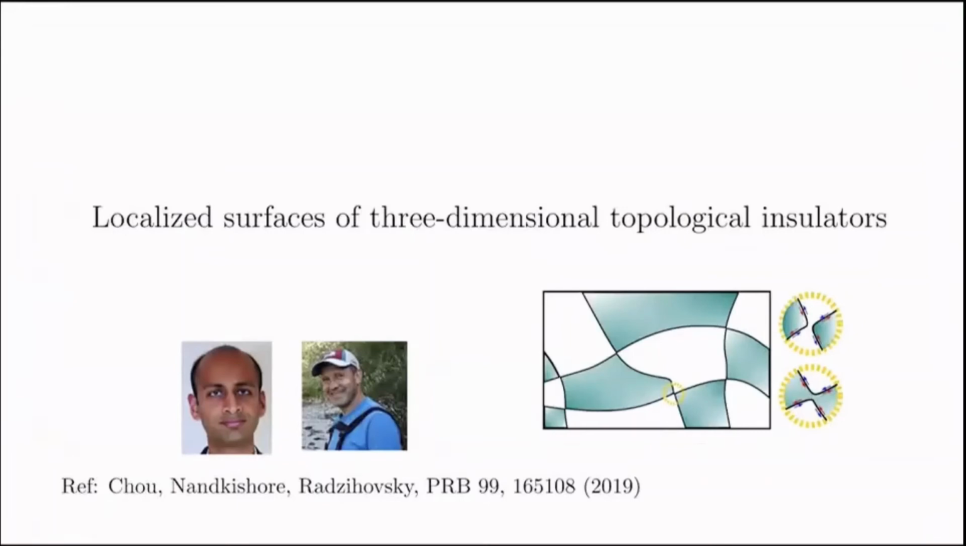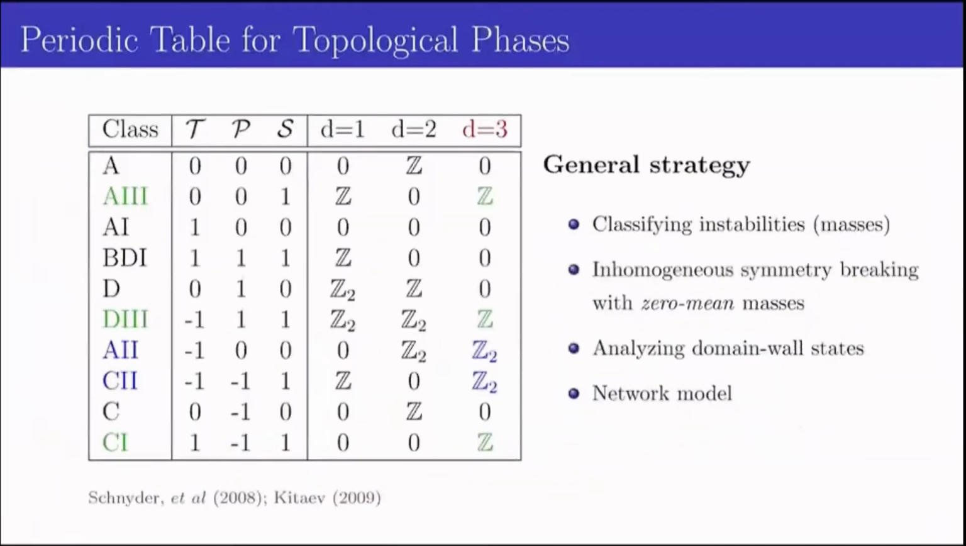Now let me go to the second part of my talk. First, I show you a periodic table for the topological phases. I already demonstrated the possibility of a localized 2D phase of a class A2, and now we want to find the possibility in the 3-dimensional system. And because the bulk is harder than the edge state, we have to come up with a general strategy.